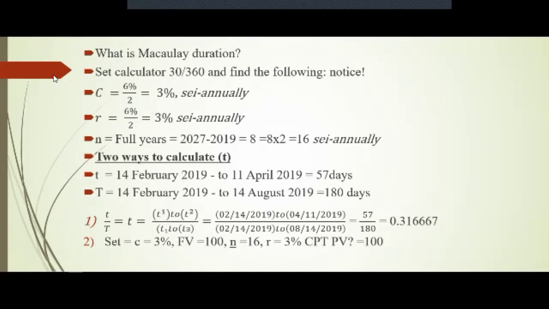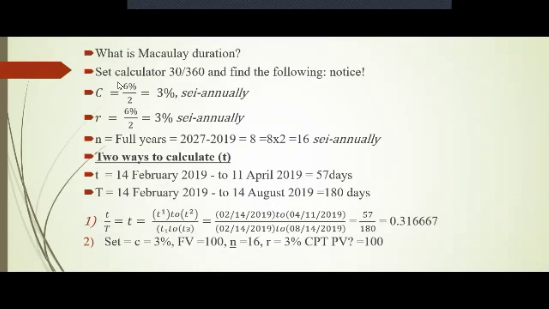The full years, or N, should be 2027 minus 2019. So we will get 8 years. We need to multiply it by 2 to get semi-annual periods. So it will be 16.